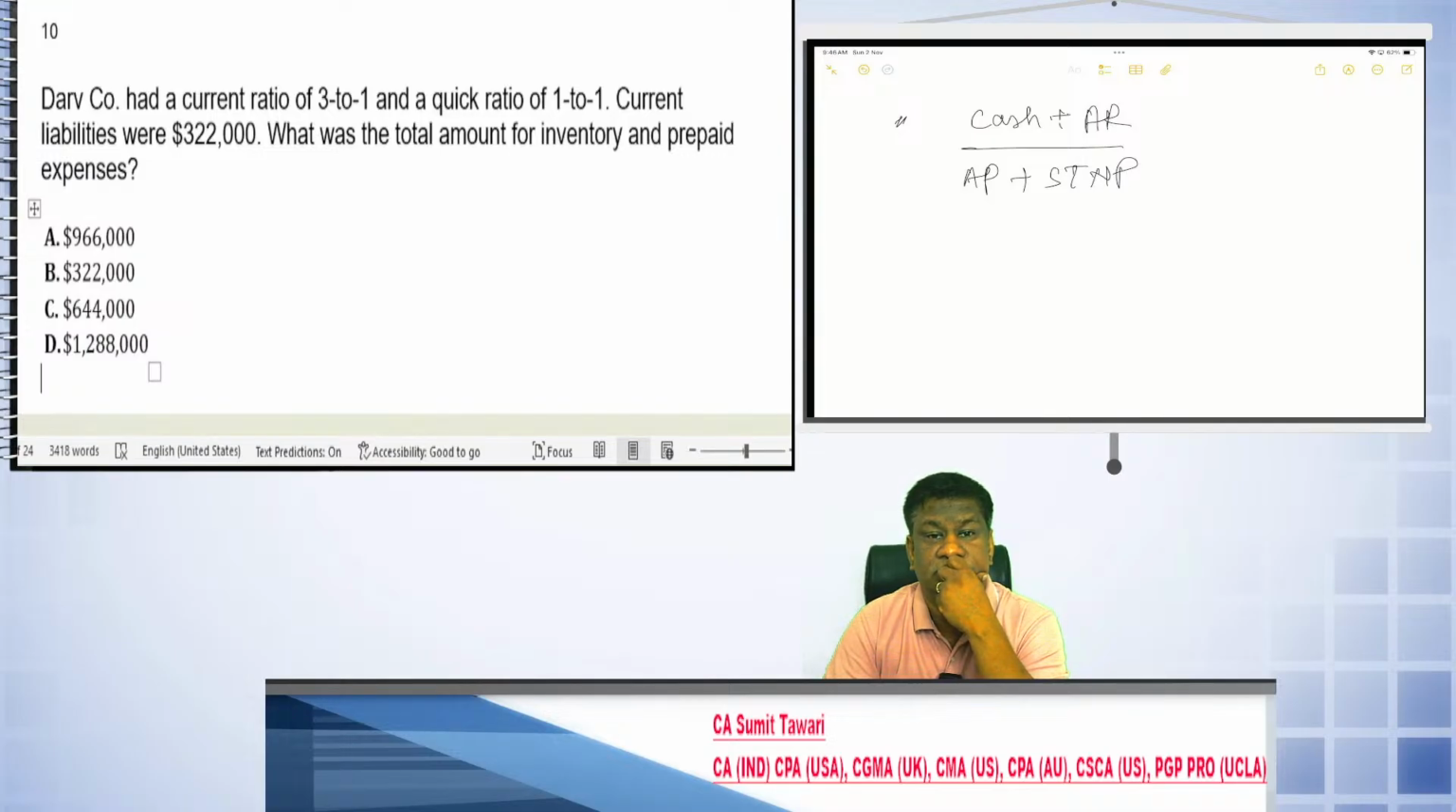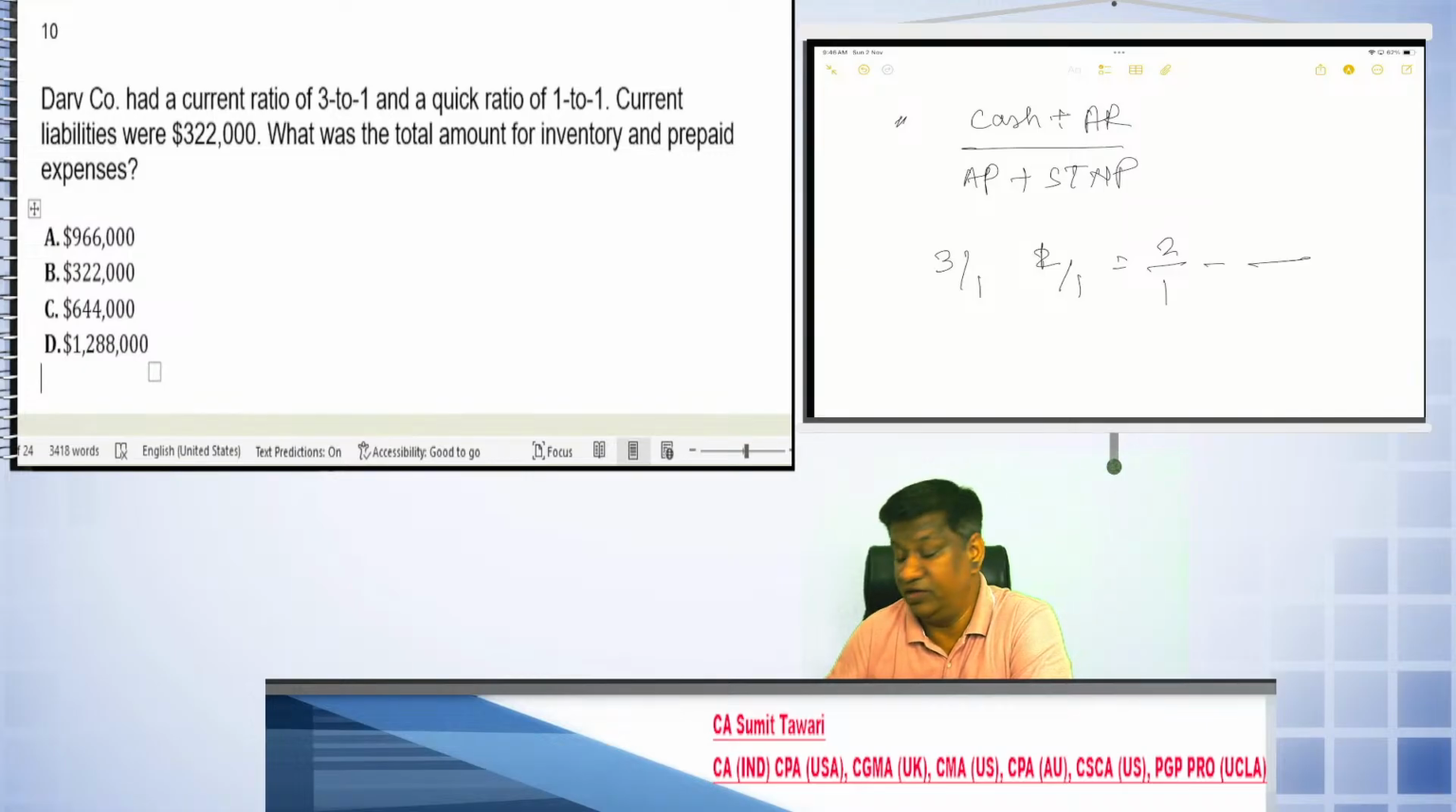So the difference between current assets and quick assets will be the value of inventory or prepaid expenses. Correct. But what would be the number? Exactly. We have to multiply 322,000 with 3 to get current assets, or multiply with 1 for the quick assets, and take the difference. So here it is 3 divided by 1, and 1 divided by 1. So the difference is 2 divided by 1.